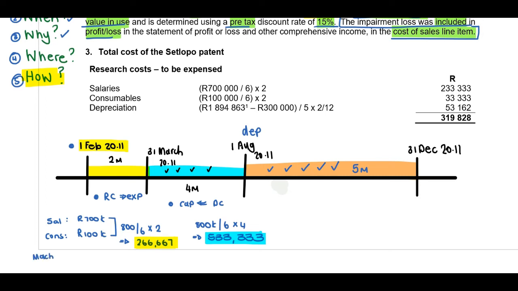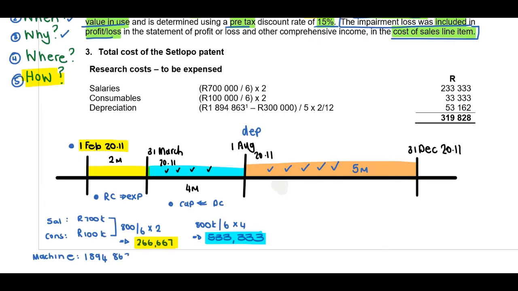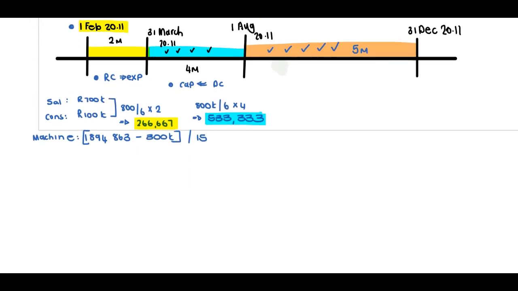Therefore, at the bottom, our machine, it has a value of 1,894,863. Sorry, I just want to check this. 1,894,863 minus the 300,000 in terms of our residual value. Divide this by 15 years. For the research phase, we calculate the amount times 2/12. For our development phase, it's the depreciation times 4/12.